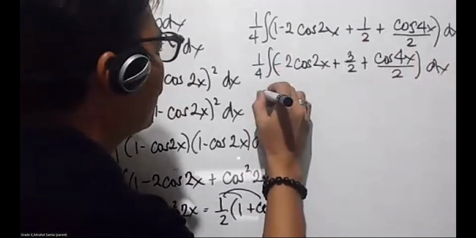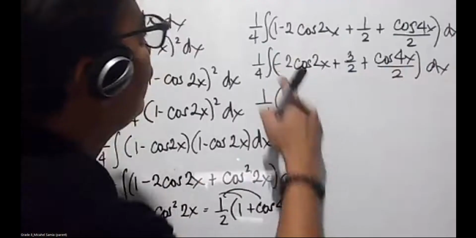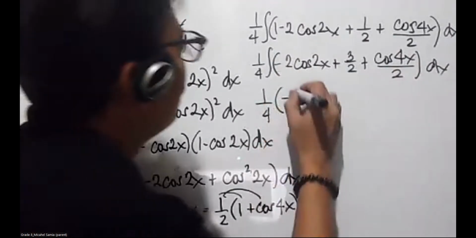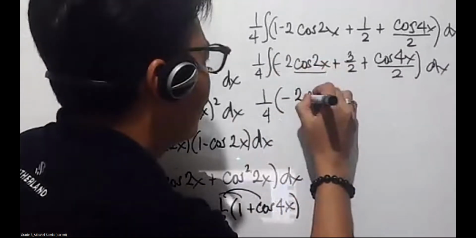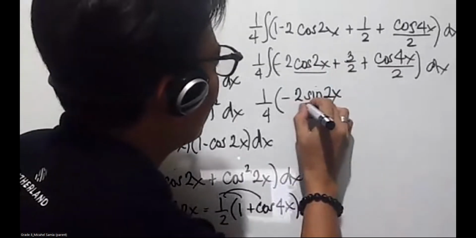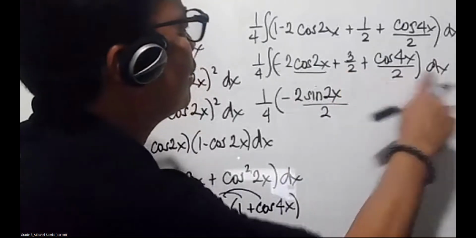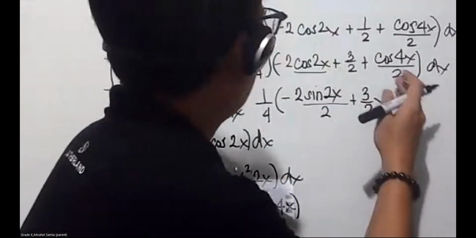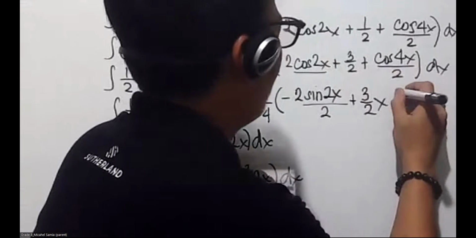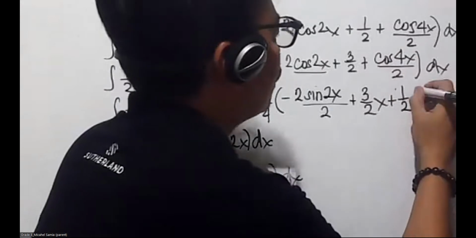Okay, now we integrate. So this is 1/4 multiplied by the quantity: negative 2, cosine, sorry, the antiderivative is sine, so sine 2x. Since there is a 2 inside, you also have a denominator of 2. Now, 3/2 times dx is 3/2 x. And then cosine again. I'll separate the 2 first to make it 1/2, plus 1/2, and then the antiderivative of cosine 4x is sine.